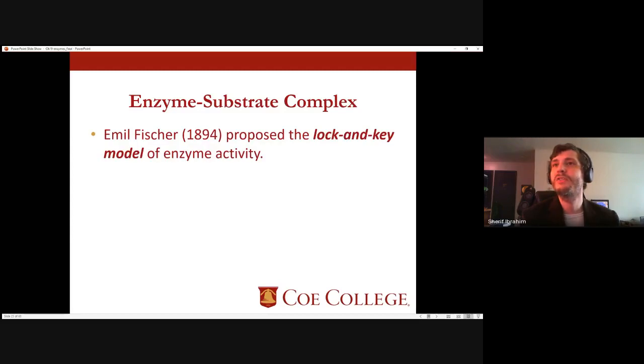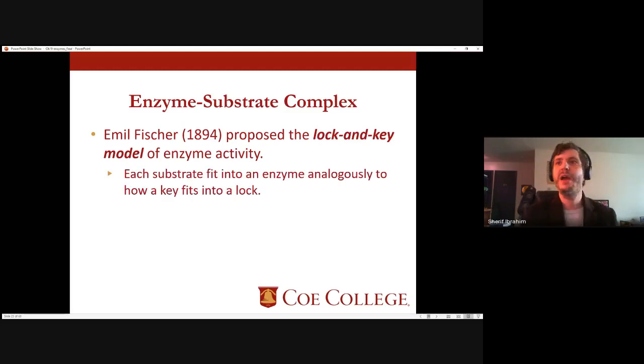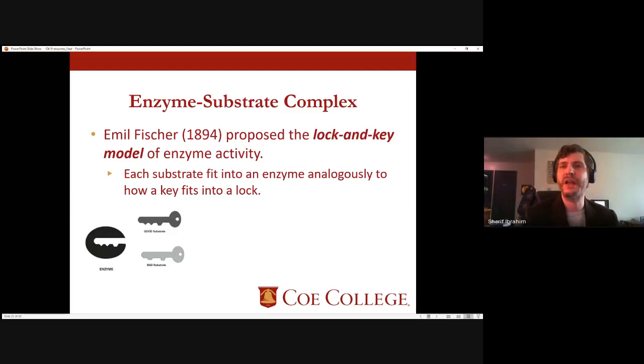Okay, so in 1894, Emil Fischer proposes the lock and key model for how enzymes work. Because people were noticing, well, these enzymes are doing pretty particular reactions, but only on some substrates. So why is it reacting with this substrate, but not this substrate? So the analogy that was developed, the model that was developed, was that each substrate fits into an enzyme analogously to how a key fits into a lock. You have to have the right key to fit into your lock, and then you can open your lock and get into your door. So here I've got these keys and locks and enzymes and substrates.